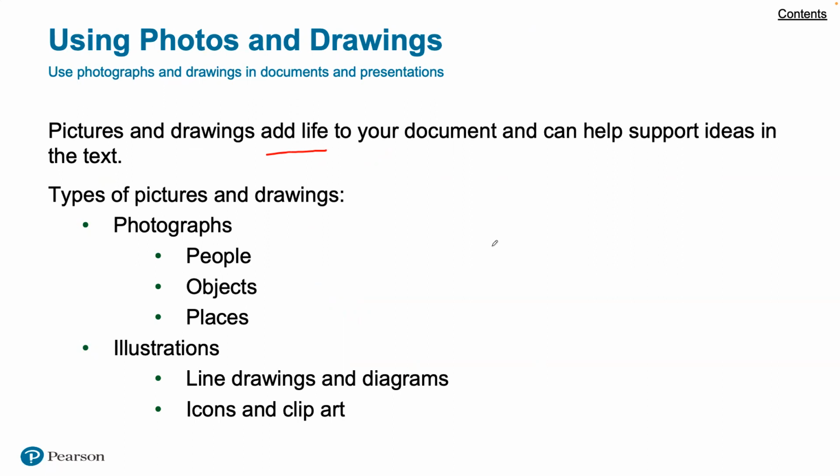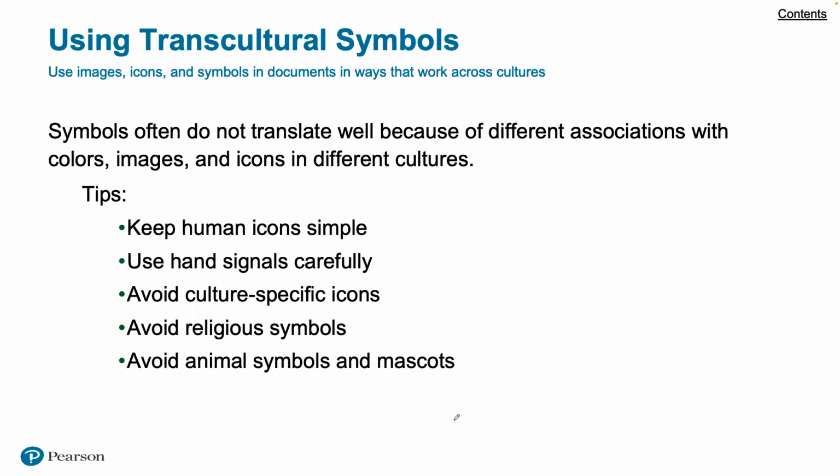So here are the types of pictures. And so you could have photographs of pictures, objects, and places. So those are things that you can be having. Plus you can have illustrations of line diagrams, and drawings and icons and clip art that all are trying to add to what you're trying to include.